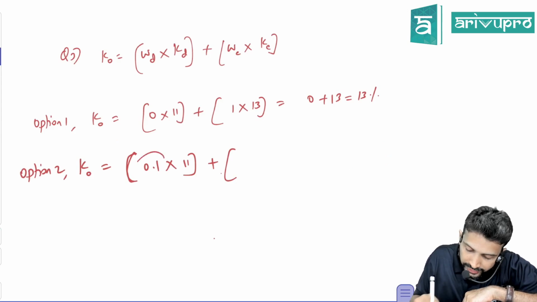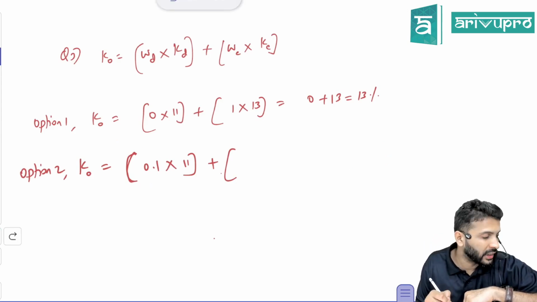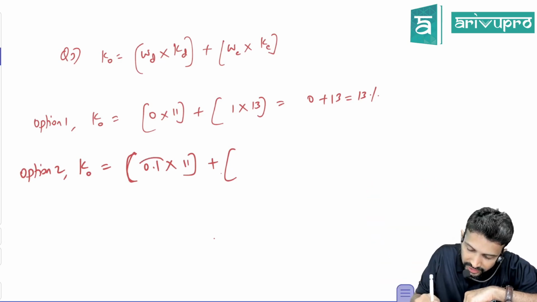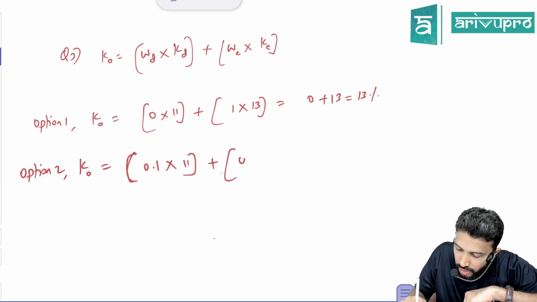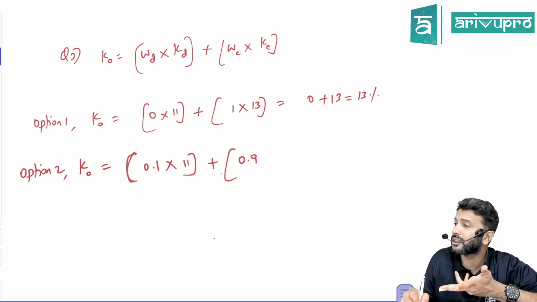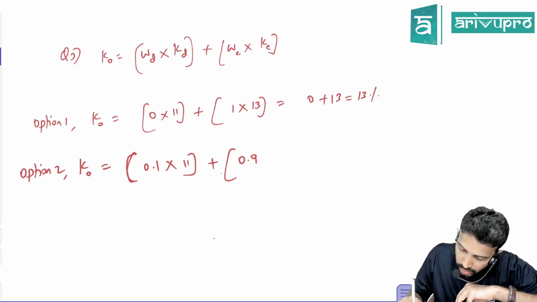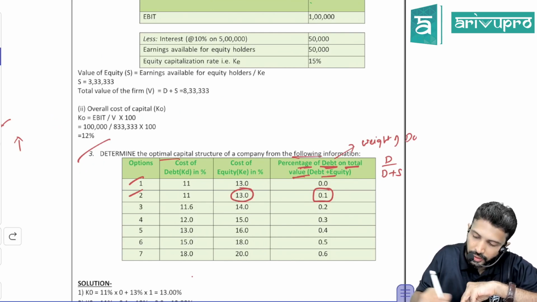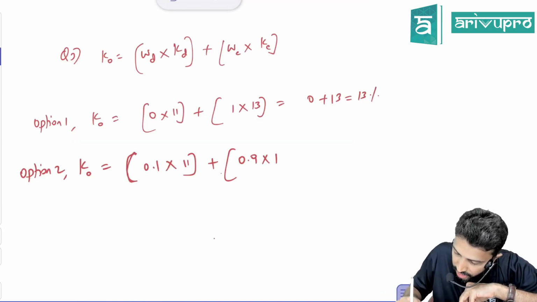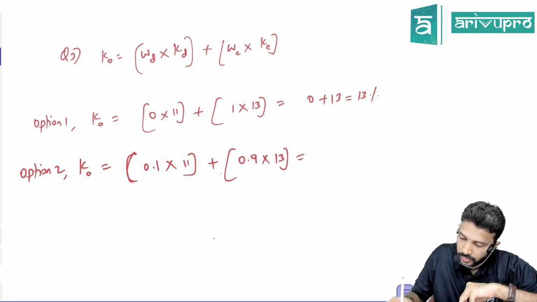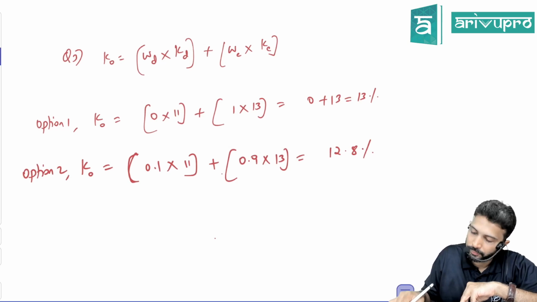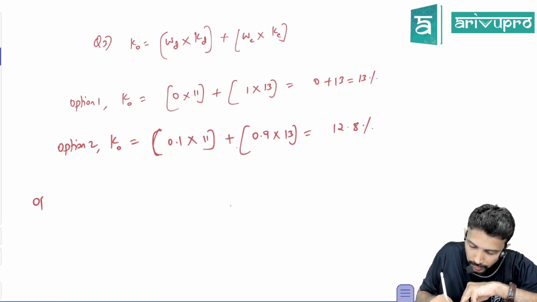Sir, if the weight of debt is 0.1, the total weight should always be 1. If the weight of debt is 0.1, the weight of equity will be 0.9 or 90%. What will be the cost of equity under the second option? Cost of equity under the second option is 13%. So how much is this, sir? 12.8, after adding. Okay. Total solution is 12.8%.